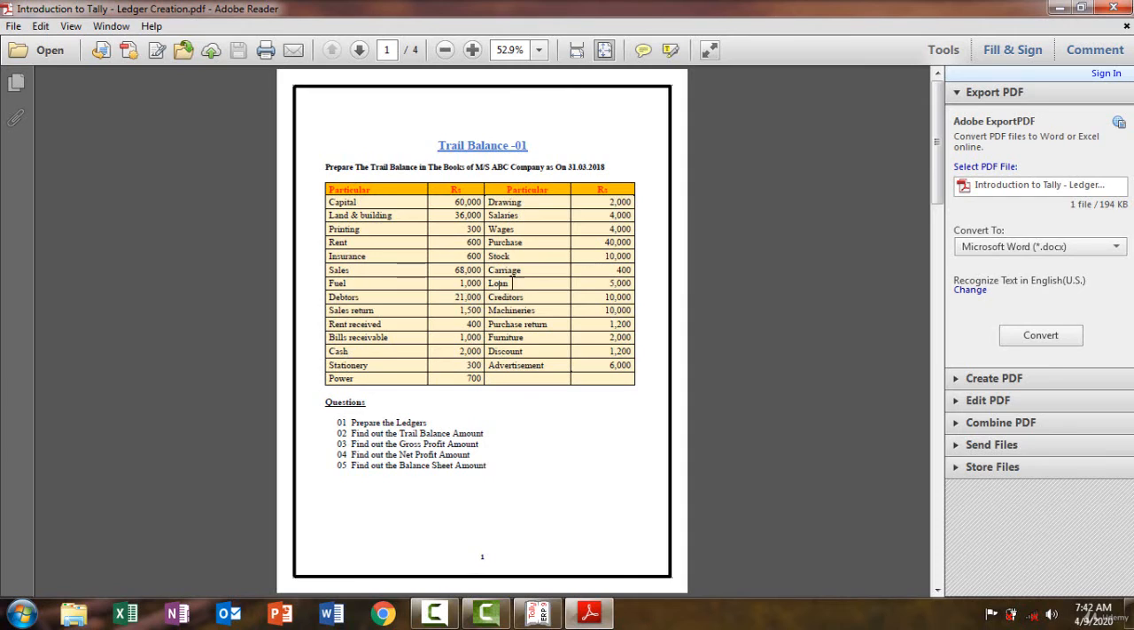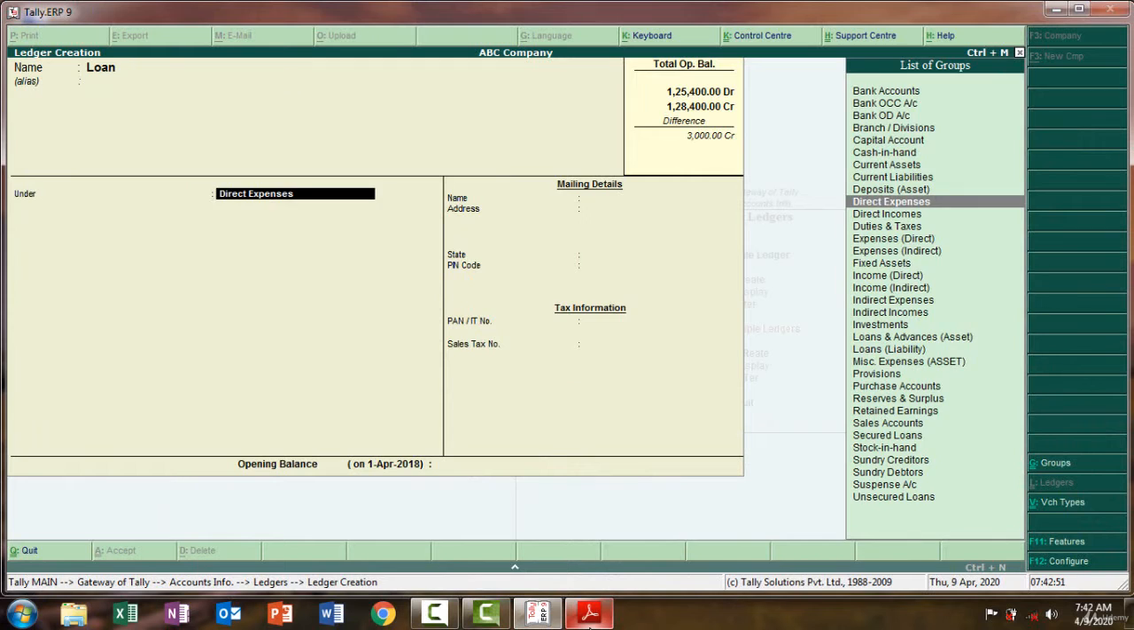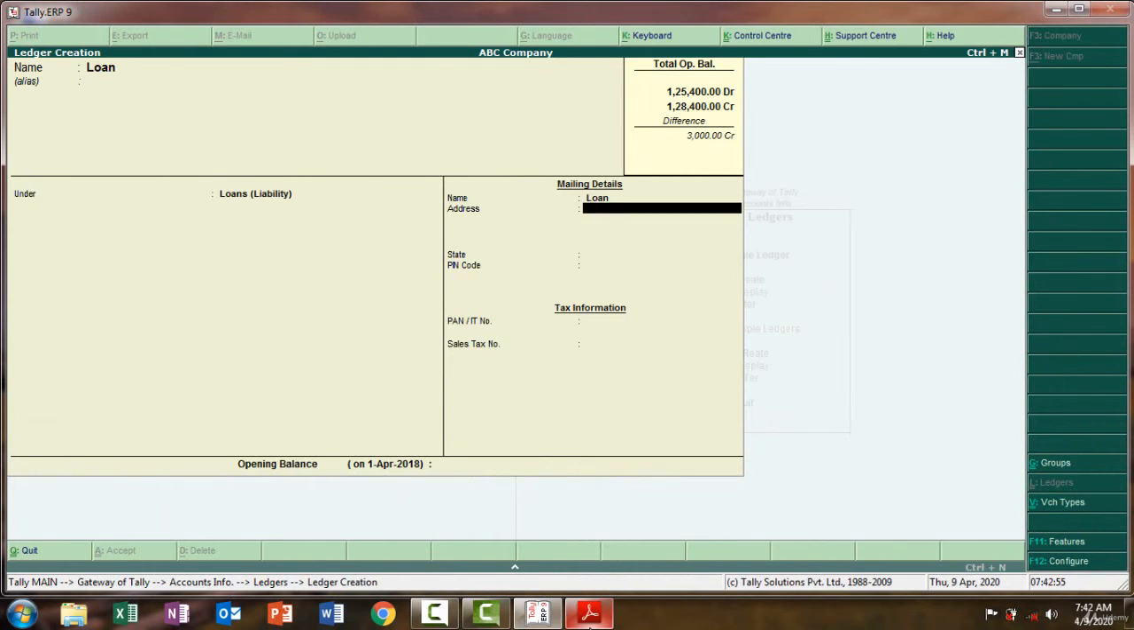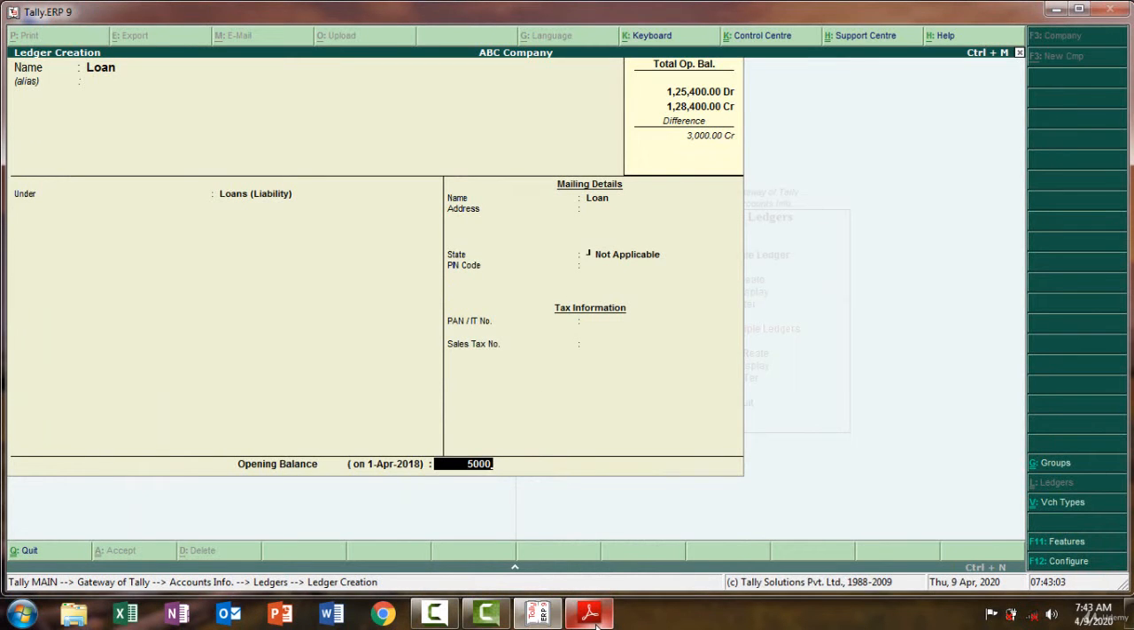Then the next one is loan. Loan comes under the loan liability account, so I'm going to type here loan, and loan and liability account. The amount is 5,000. Loan account is always credit.